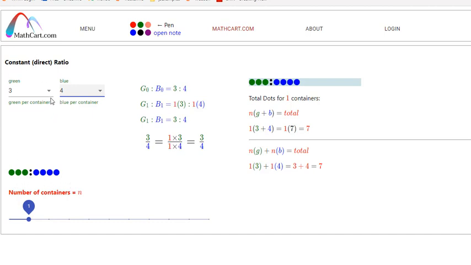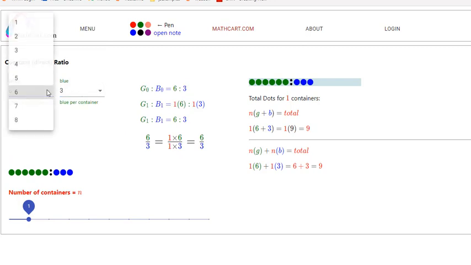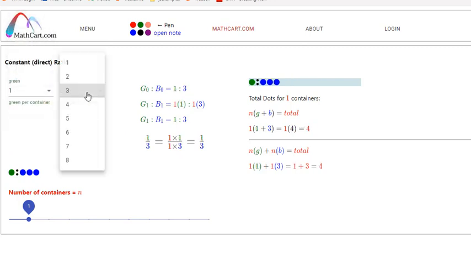Green and blue. Okay? So how do I say this? 6 to 3. Okay, good. Excellent. Okay? Now, this is always going to be in one container, but I can repeat containers.